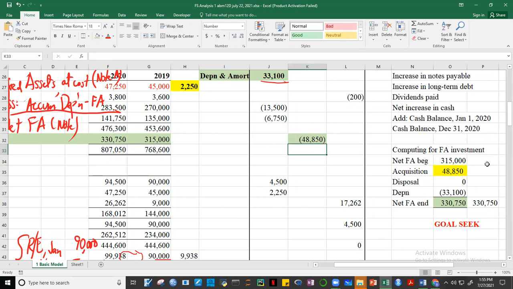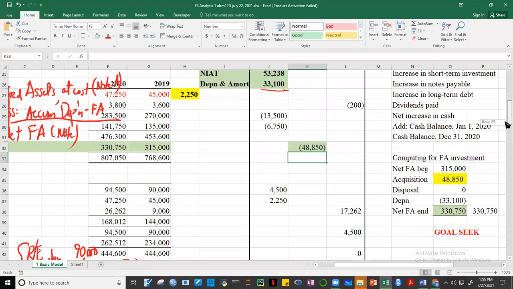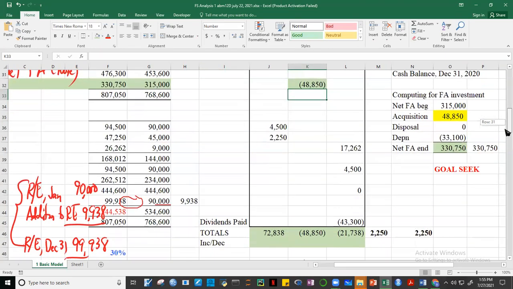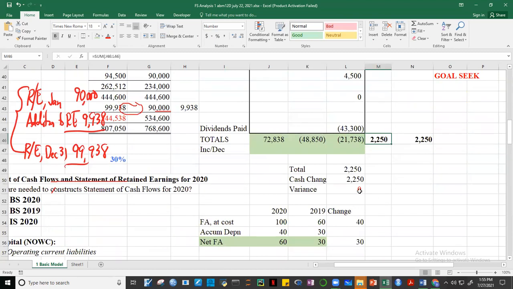Okay, and you notice, guys, yung difference nitong 15, yung kanina at saka yung 48, the difference was 31. Okay? It was depreciation. Yun ang difference. Okay, so are we okay now? Yes, we're okay now. 2250 na siya. Wala nang variance.